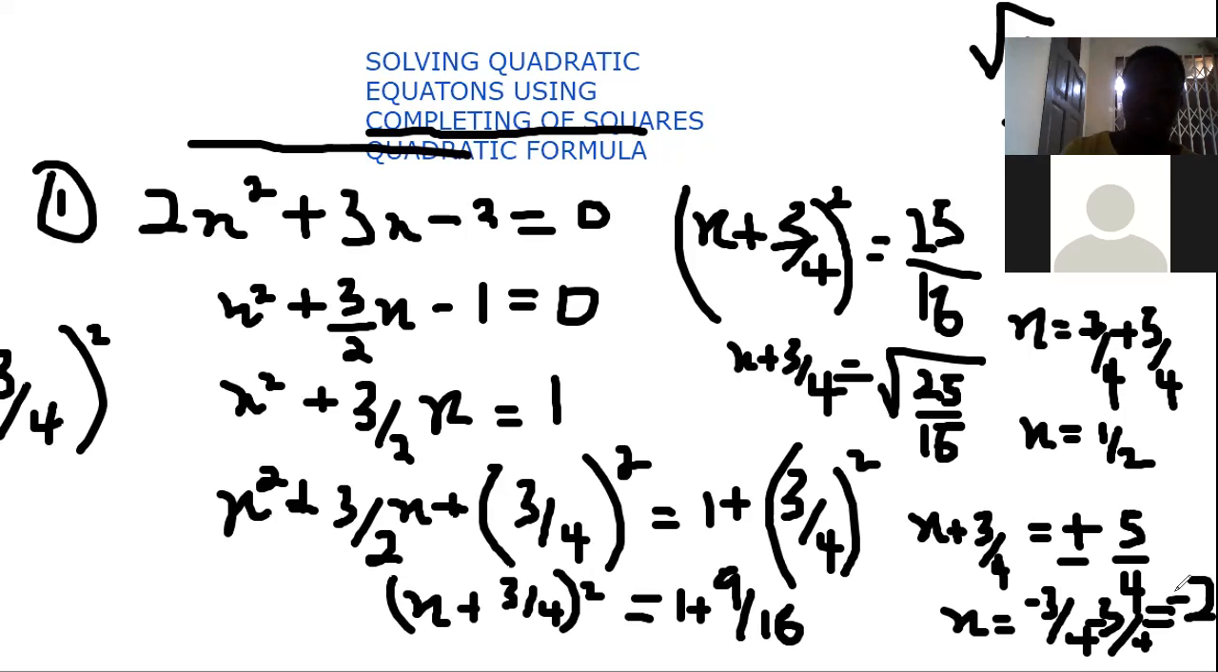So no, where did the 3 over 2 go? That's what I don't understand. Is it this 3 over 2? Oh, like we've been doing? Yes, sir.